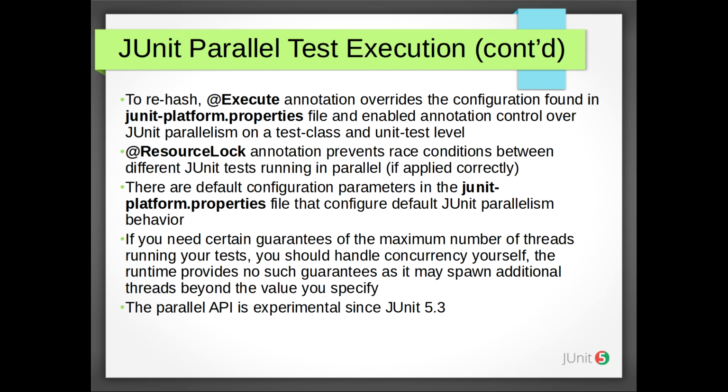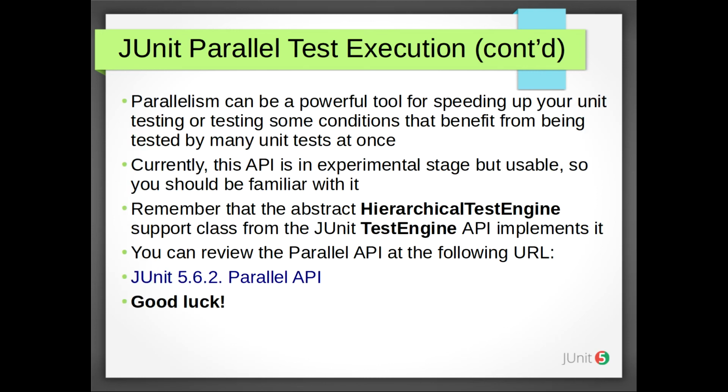If you need certain guarantees of the maximum number of threads running your tests, you should handle concurrency yourself. The runtime provides no such guarantees as it may spawn additional threads beyond the value you specify. This parallel API is experimental since JUnit 5.3, but it is used in production already, so it is okay to use. Parallelism can be a powerful tool for speeding up your unit testing or testing some conditions that benefit from being tested by many unit tests at once. Currently, the parallel API is in experimental stage again, but usable, so you should be familiar with it.